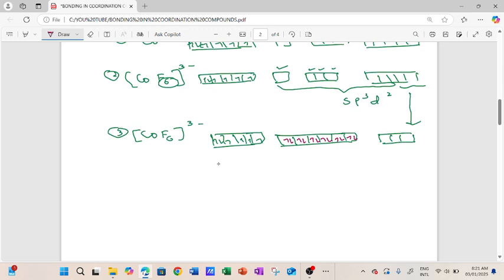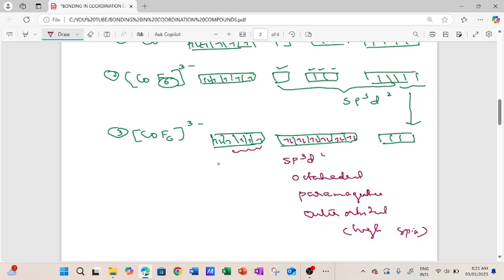So the hybridization is sp3d2, geometry is octahedral, and for the magnetic behavior, you can see 4 unpaired electrons, so it's paramagnetic. And the type of the complex is outer orbital, because outer d orbitals are participating, which is also called a high spin complex. Weak ligands are there in the complex, so it forms a high spin complex. These 2 examples come under coordination number 6, so you can practice more questions.